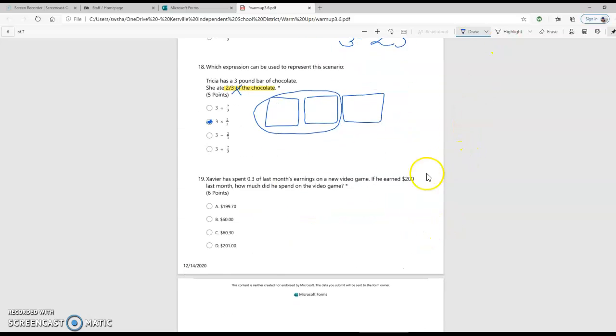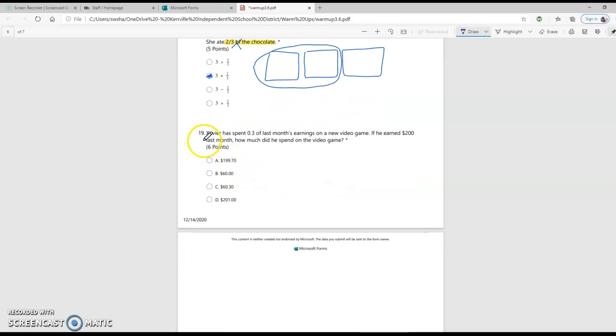It's the same for 18 if you read it. It says, Javier has spent 0.3 of his last month's earnings on new video games. So 0.3 of 200. So you say 200 times 3 tenths, right? Okay, so you can figure that out by yourself.